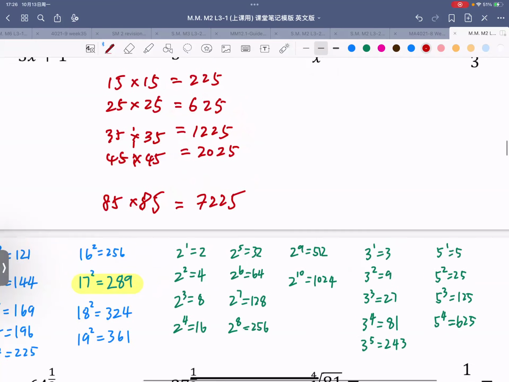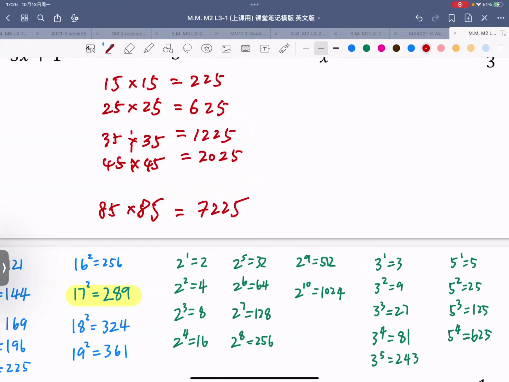Can you find some pattern? All these answers, the last two digits of these answers, they all end up 25, right? That's 25, 25, 25, 25, 25. Believe it or not, 55 by 55 ends up 25. 65 by 65 ends up 25. All right.